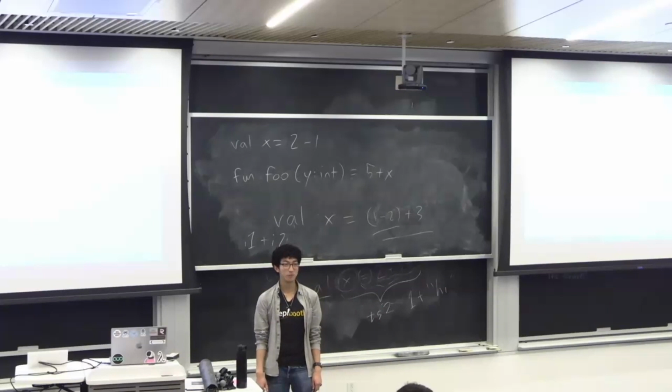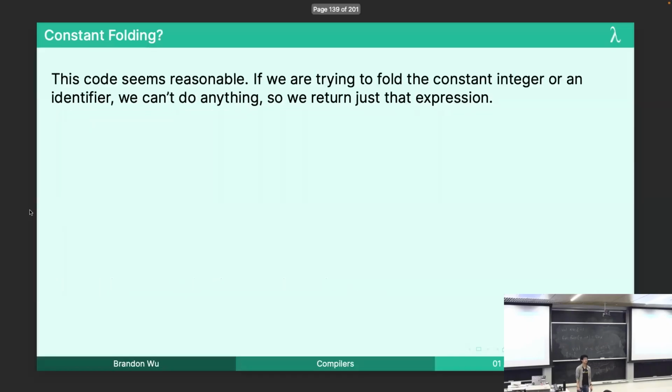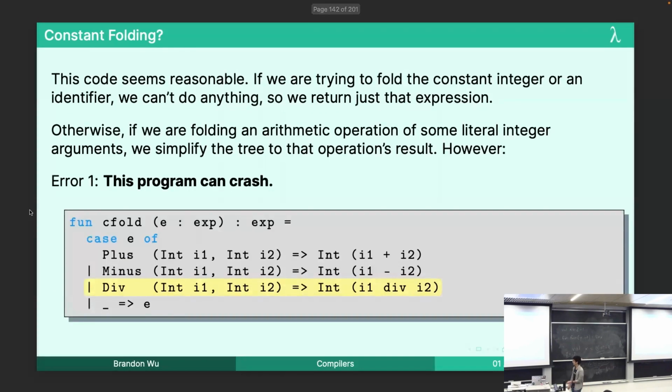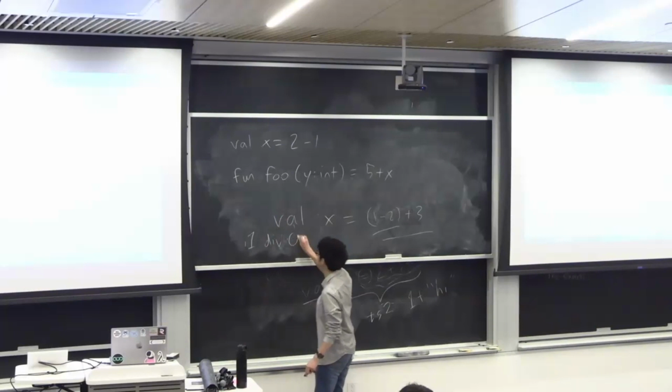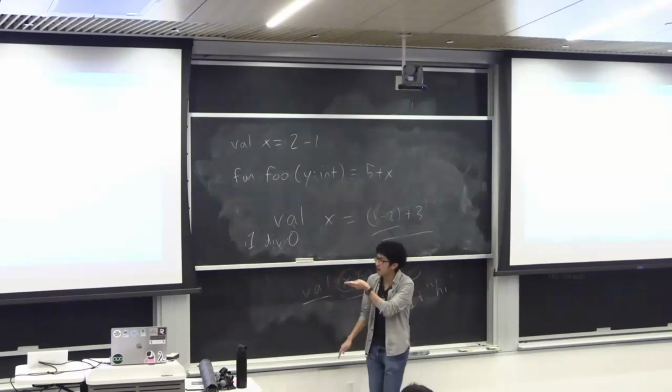It would be if it wasn't completely, utterly wrong. Oops. All right. Here's the problem. This program can crash. If I'm trying to compile a program that has div by 0, right? I want my compiler to still let me compile it. It'll run at runtime, it'll crash. I don't want it to crash while I'm compiling it. My compiler should never crash. That's on me. So let's not do that, okay?